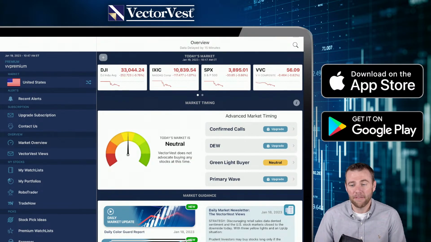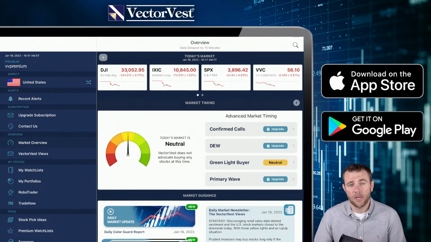Looking at the very top, as we can see, the Dow is down about 0.75%. NASDAQ's down over 1%. S&P 500 down 0.8%. VectorVest Composite also down about 0.8%. Therefore, that market action has our needle 3 ticks into the yellow. So today's market is neutral, and VectorVest does not advocate buying any stocks at this time.